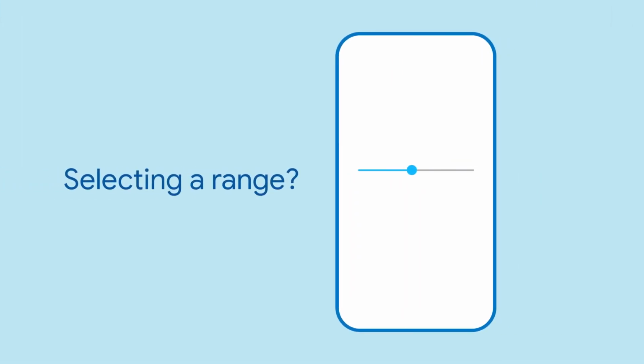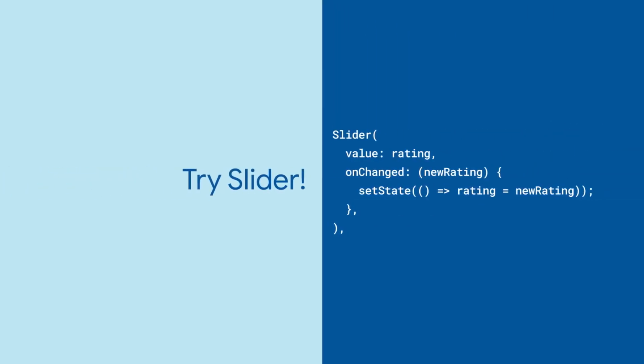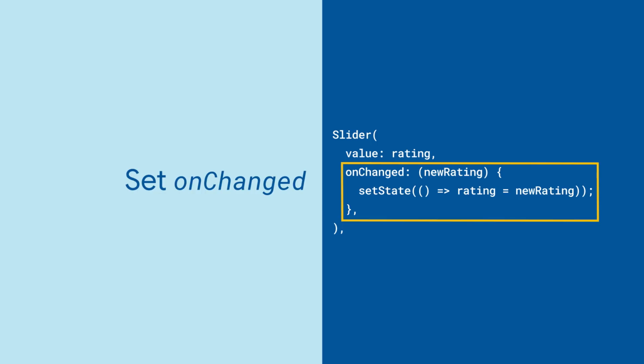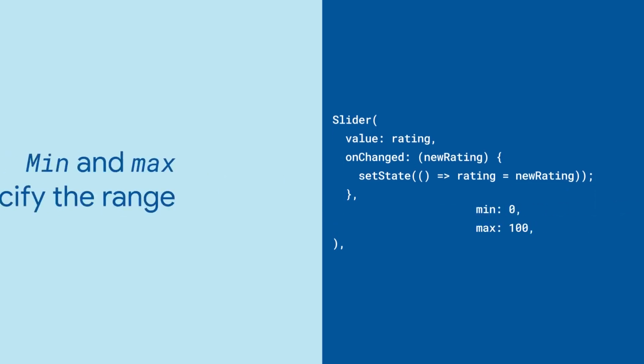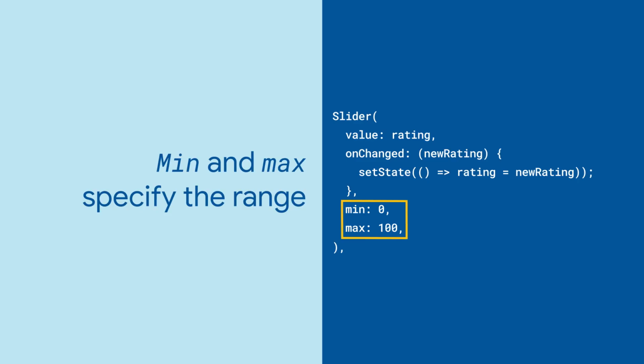Need a quick way to select from a range of values? The slider widget selects a single value from a range. Set the required onChanged function to respond to user interactions. Pass min and max arguments to change the selectable range.